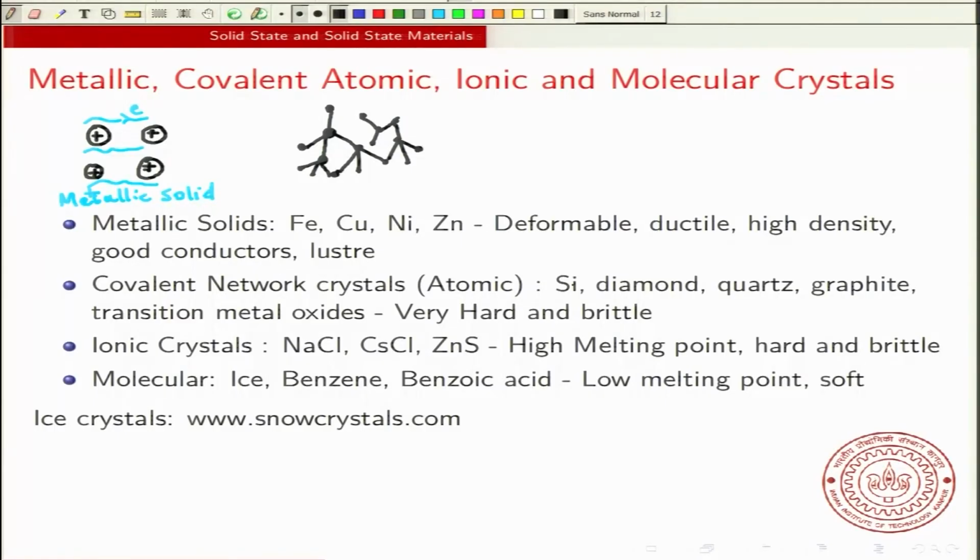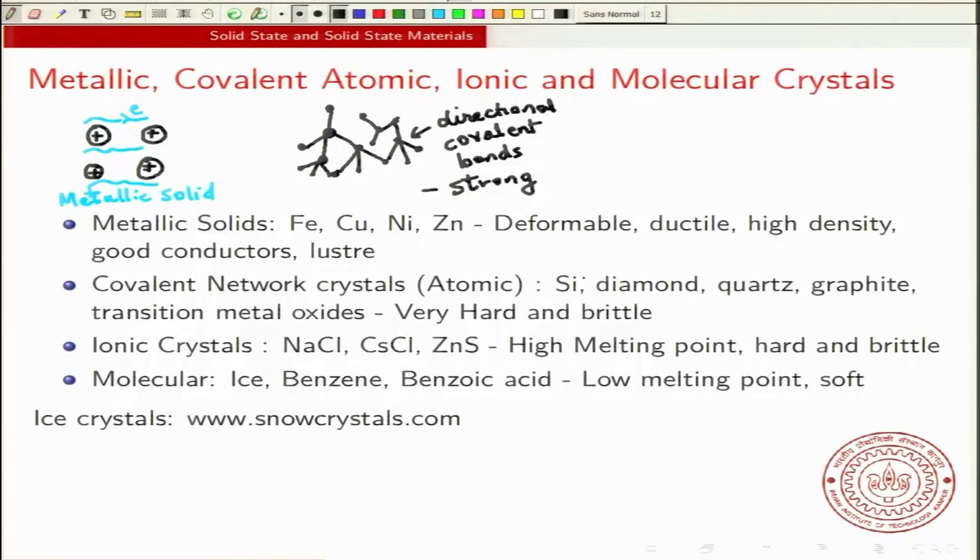What is important, the important difference between a covalent network crystal and a metallic solid, is that the bonds are covalent bonds. So these are directional. Covalent bonds have a preferred direction, and this is one very distinct feature of covalent network crystals. These are also very strong bonds. Typically covalent bonds are quite strong.